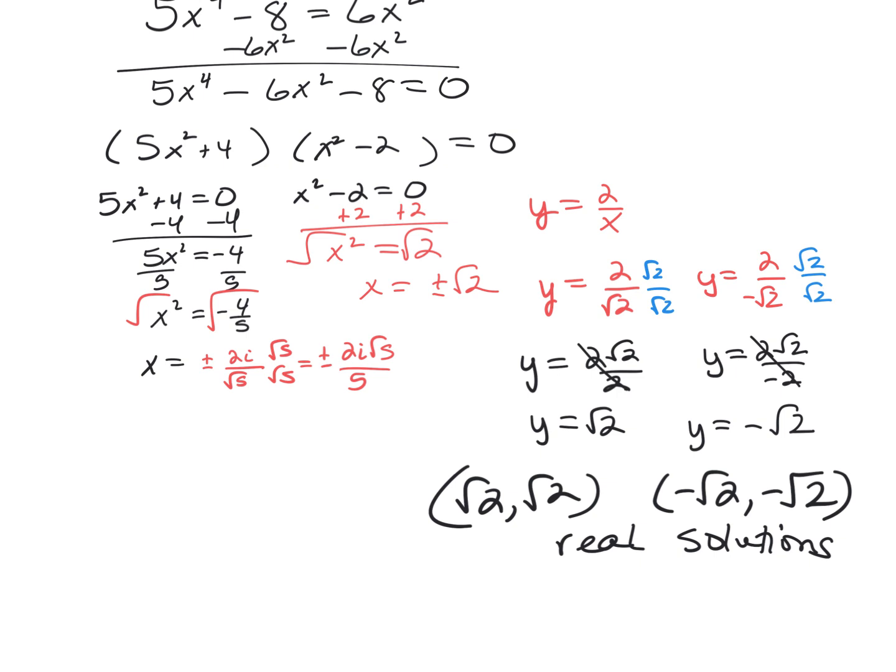However, if it asks for all, we would have also had to plug in the imaginaries. But because these are imaginaries, we wouldn't do anything there. So that is it for the examples on 9-1.